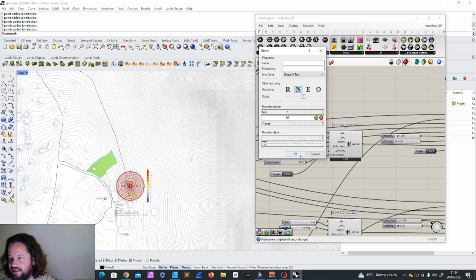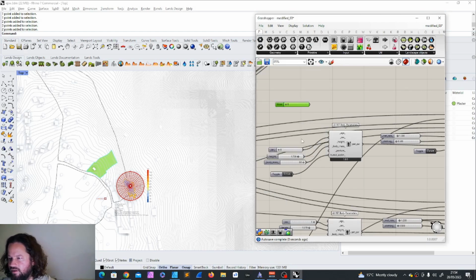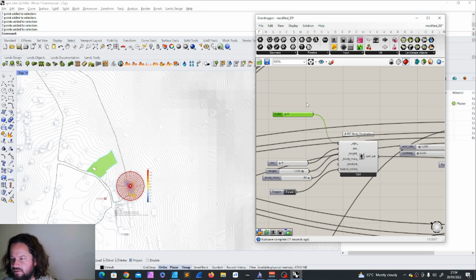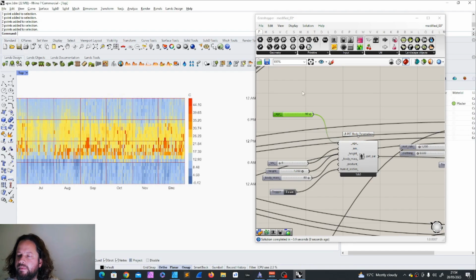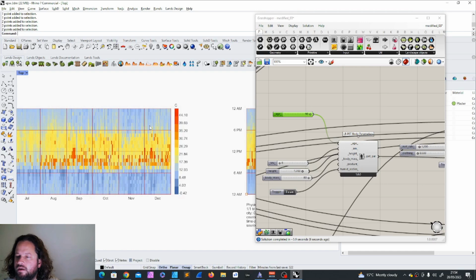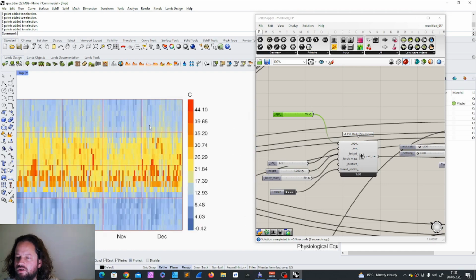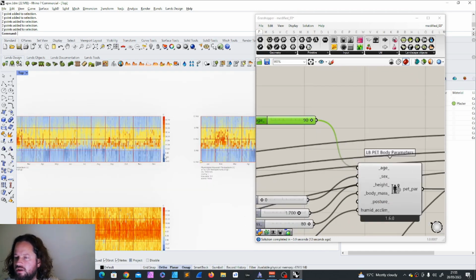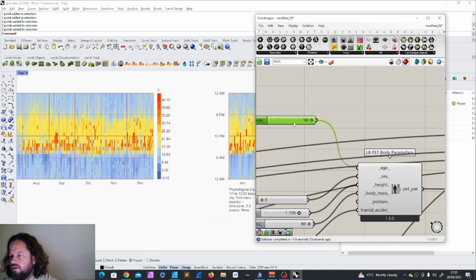Let's say somebody's 90 years old. Oh, 0. No, that was not what I wanted. Yeah, it didn't change that much. A little bit. Okay. Nevertheless, let's delete that again.